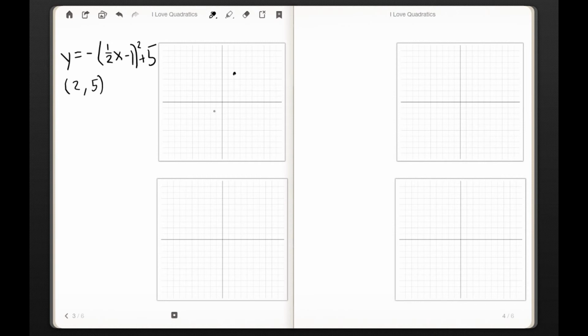Now that you have the vertex, let's see how quickly y is going to increase. The 1 half in front of the x is squared. So the a here is really 1/4. But because we have a negative in front of the whole thing, it's going to be negative 1/4, which means the parabola is going to be pointed downward like that.